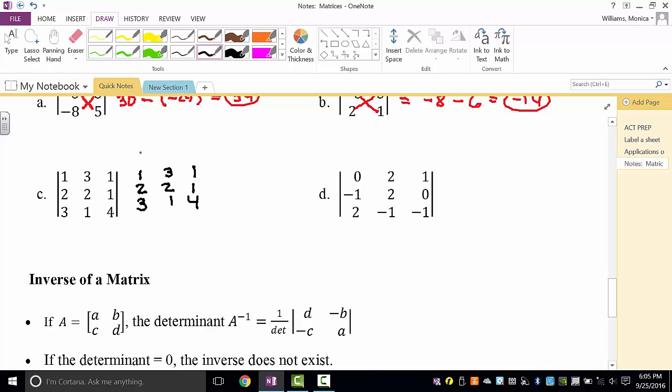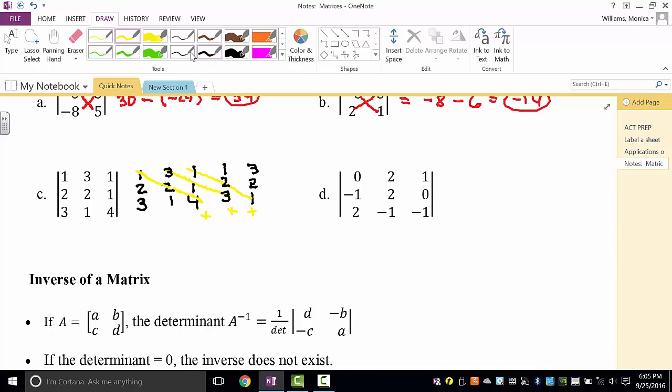Duplicate column 1 and 2 at the end of the matrix. Now we're going to start at our very first element in the matrix, and we're going to make 3 diagonals going down to the right. On each diagonal, you should pick up 3 numbers, and to the right, so these are positive.